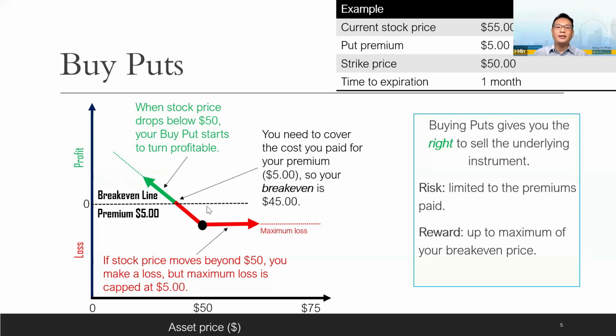But if let's say the price goes up to $75, then what's going to happen? It doesn't make sense for you to go to the market and buy at 75 and go to the option seller and sell to him at 50. It doesn't make sense for you to do so. So what do you do? You actually let the option contract lapse. That's it. You just lose the $5, you let the option contract lapse.